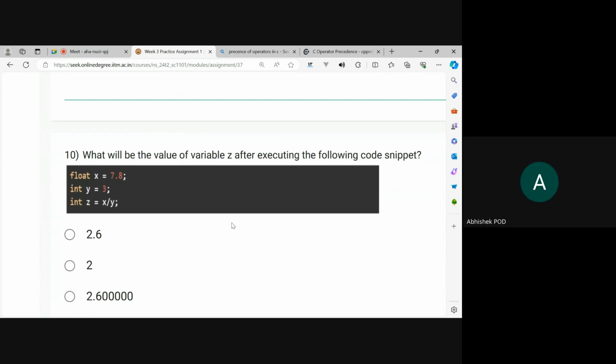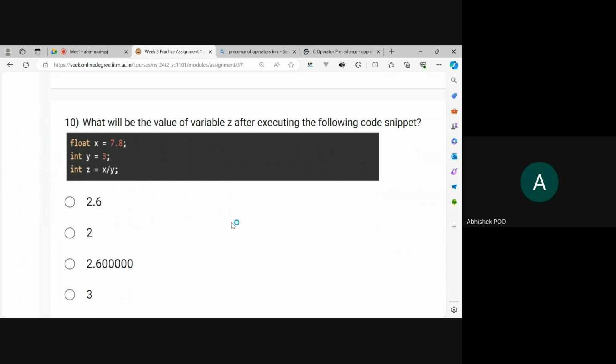Okay, let me take this question as well. So it is simply asking you what is going to be the value of variable z after executing this code. So again, remember z is going to be of integer type. X is probably of float type. That is why it is able to store 7.8. And y is again of integer type 3. So if you divide 7.8 by 3, what will be the output?